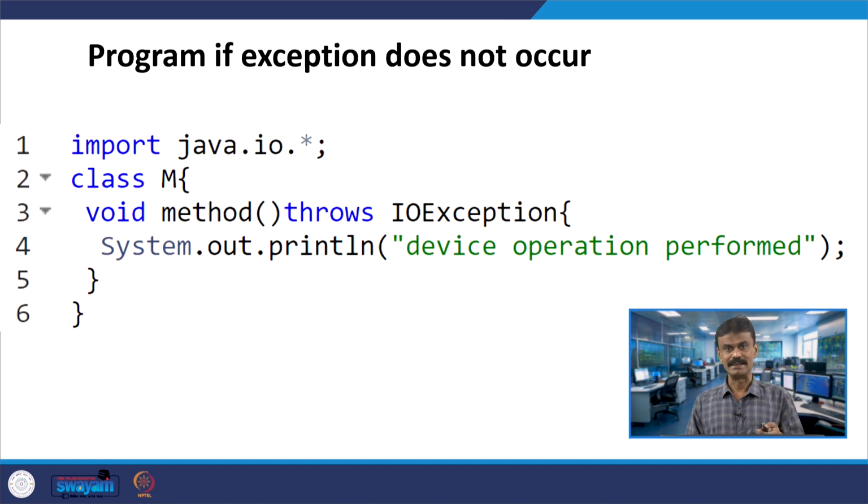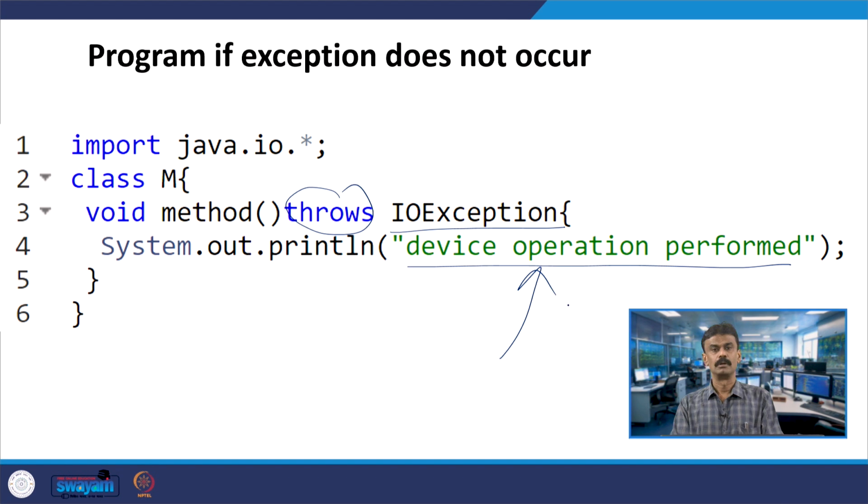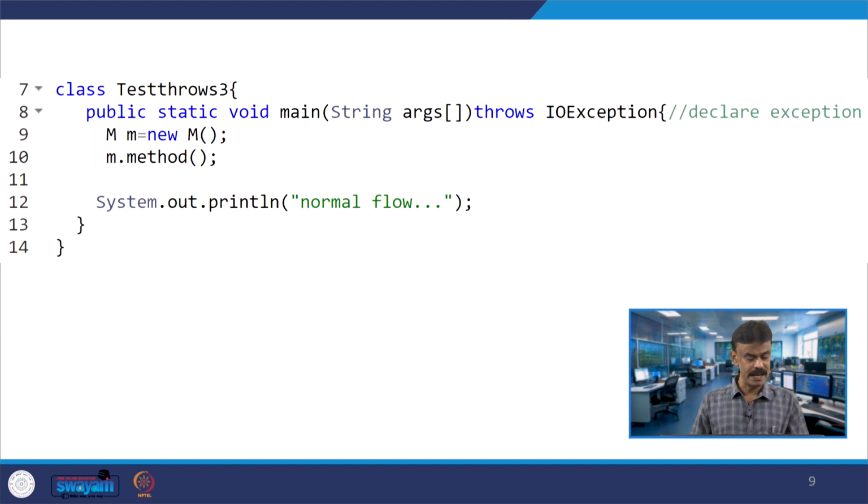In fact, we will see an example. First, a program where the exception does not occur, but you are using throws IOException; nothing wrong, it will work. Let us consider class M. You have a void method that throws IOException, and here you put System.out.println "device operation performed". Then let us have TestThrows3, which is a driver class.